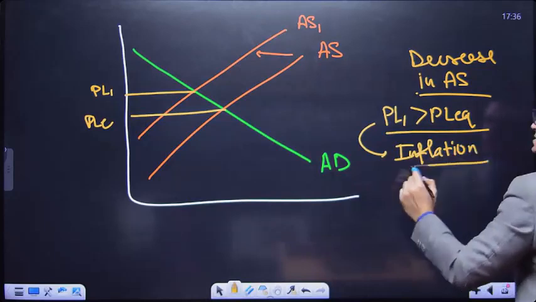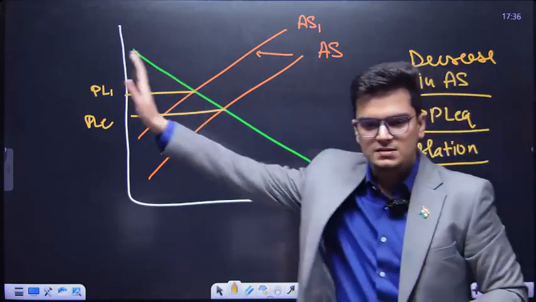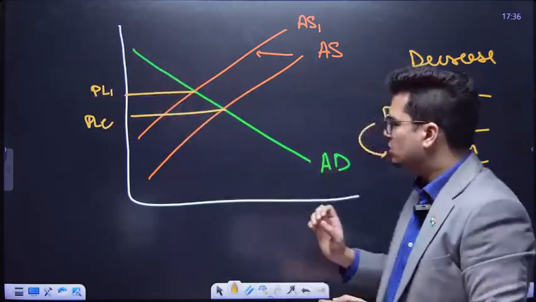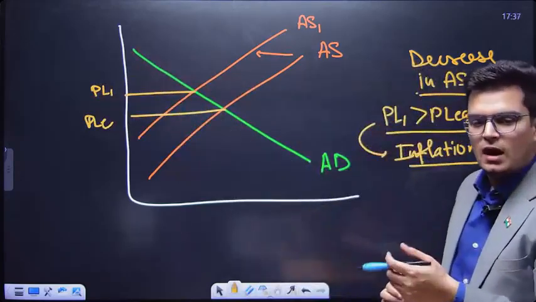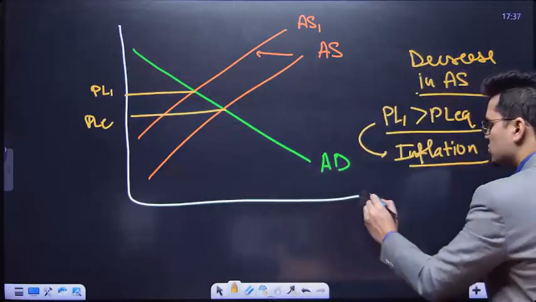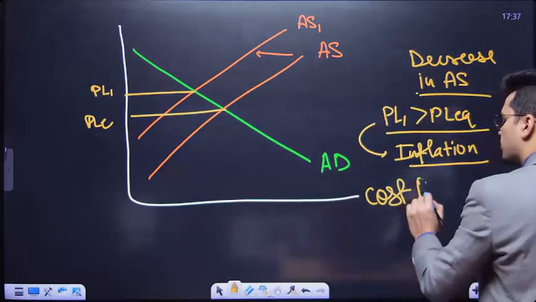If inflation has happened, now it has happened in this direction, right? So this should be called push inflation. Ideally it should be called supply push inflation, but the term we use here is cost push inflation.